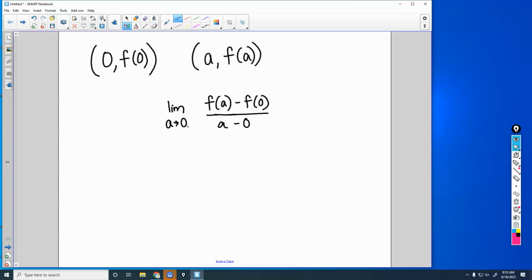We were doing it theoretically or experimentally, right? We were plugging in numbers. But we were doing the limit as a approaches 0 of f of a minus f of 0 over a minus 0. Okay? So we're going to be able to extend this, and we're going to start doing this right now, so that it will work for any function. So that we can find that instantaneous rate of change, that slope at that point for any function.